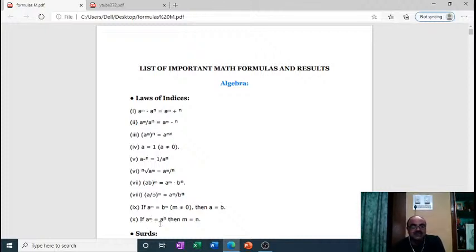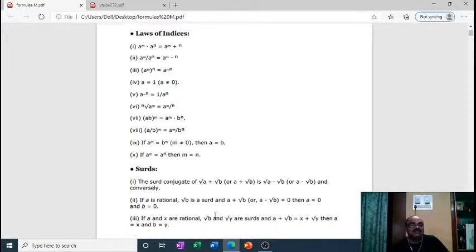Last, if a power m is equal to a power n, then m is equal to n. See, the way we equated the bases, even the powers can be equated. a power m is equal to a power n. Values are same, 2 power 3 equals 2 power 3. The base should be same here. Then the powers can be equated. This is about indices. So 1, 2, 3, 4, 5, 6 and these two last. Very important, we have used it in many places.